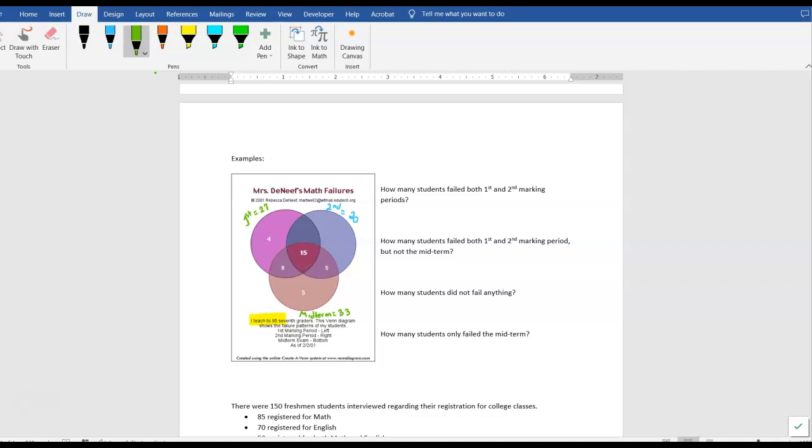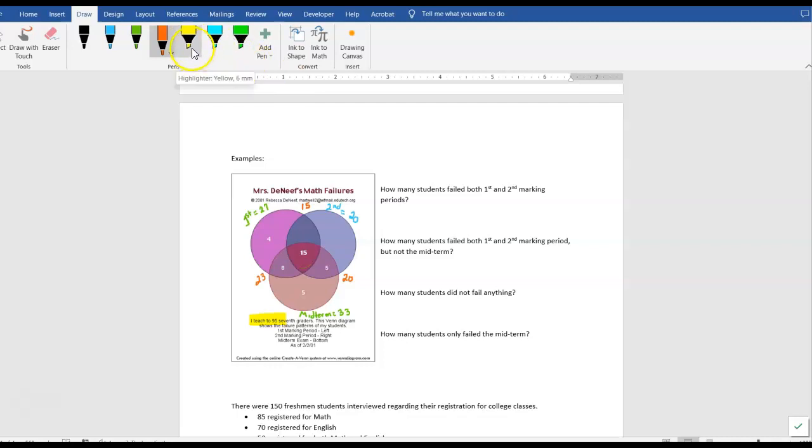Now this area right here, these are people that failed the first and the second marking period. So there's 15 here. The number that failed the second marking period and the midterm is 20. And the number of students that failed the first marking period and the midterm, again the commonality of those two things, there's 23 here. So it's nice to know what each one of those regions is representing, and then we can partition even smaller in terms of the only.